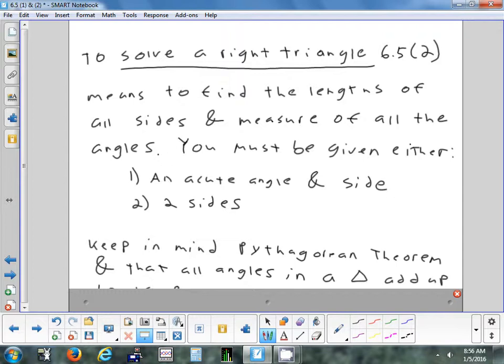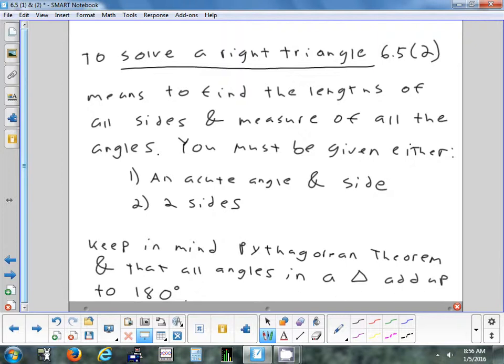Depending on which case they give me, we might use the Pythagorean Theorem. And keep in mind the fact that all the angles in a triangle add up to 180 degrees. All right, so any questions on what we're going to do, what they're going to give you, or how we're going to try to do it so far?